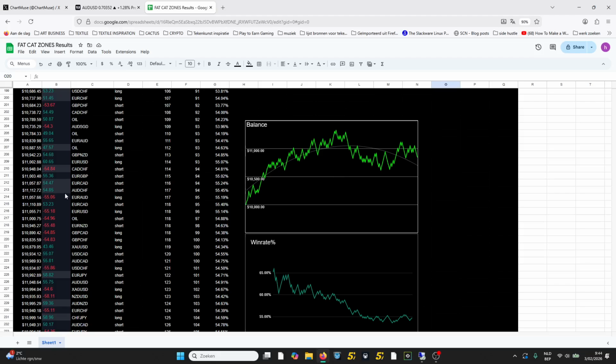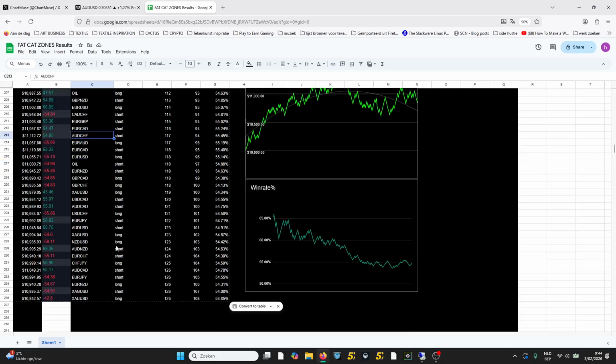And take into account not every pair is really that tradable. So if you would have filtered down and used better trading pairs, maybe this equity would have been going up even more. So I just keep tracking this. I just keep trading this strategy, and I'm sharing it with you guys in the ChartMuse group.